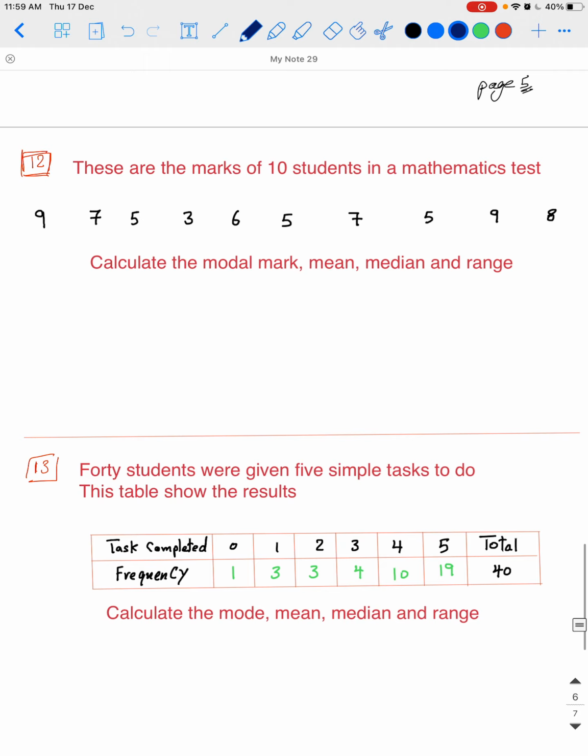Next one. These are the marks of 10 students in a mathematics test. Okay, calculate the modal mark, mean, median, and range. Okay, first of all, modal mark. What is modal mark here? What is the most repeated number here? Let's see. 9 is repeated 2 times only. 7 is repeated 2 times only. 5, look, 5.